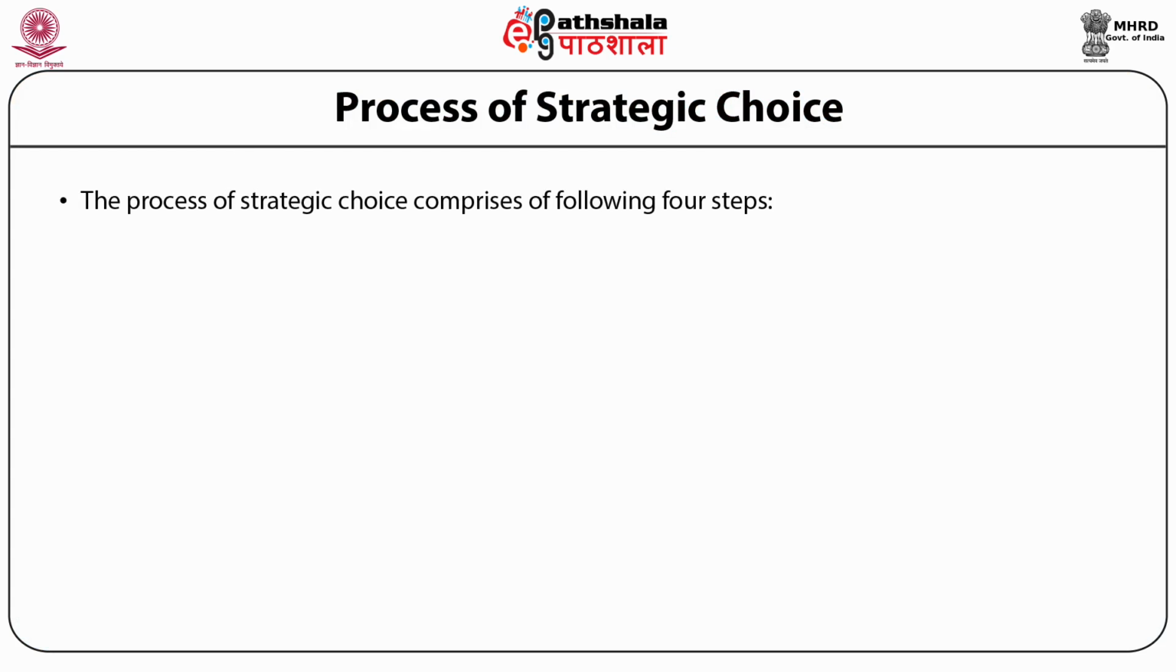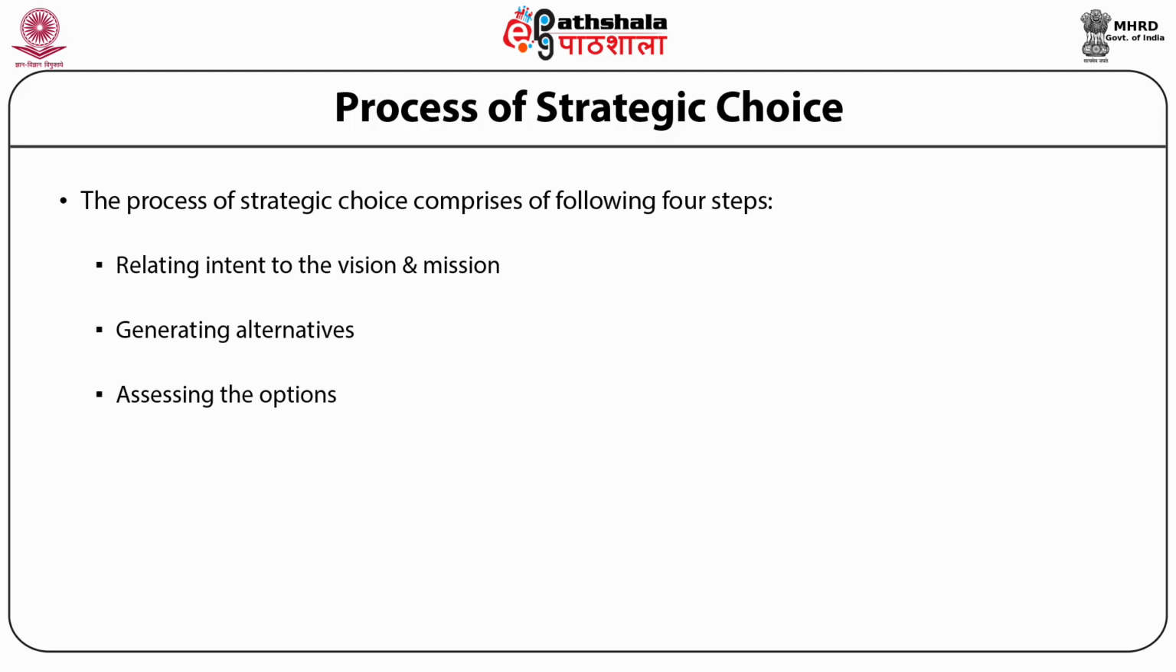Process of strategic choice. The process of strategic choice comprises the following four steps. First, relating intent to the vision and mission. Second, generating alternatives. Third, assessing the options. Fourth, selecting one option that fits with the intent.